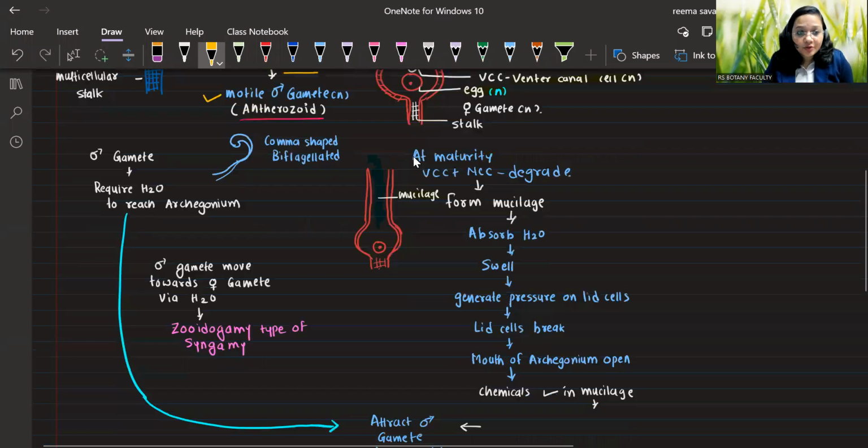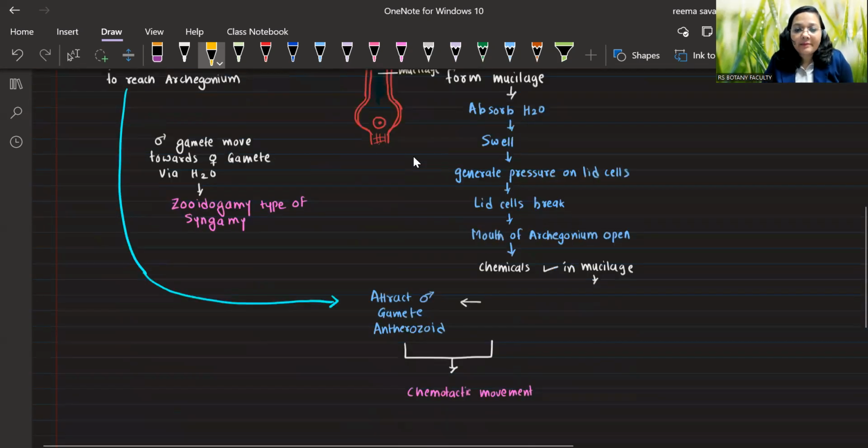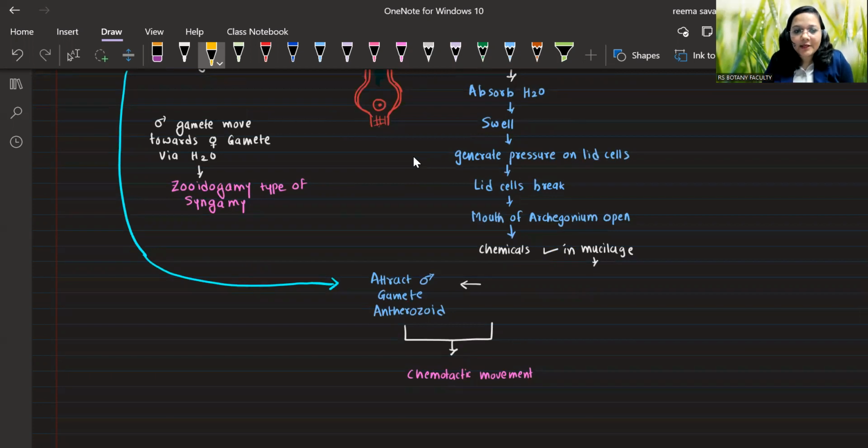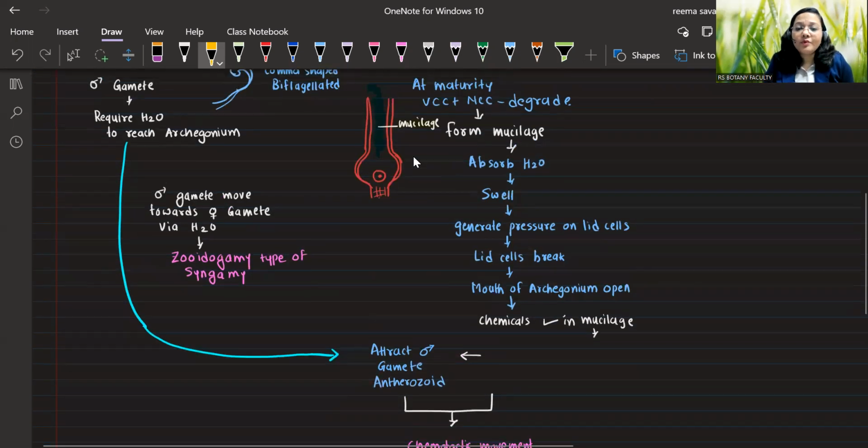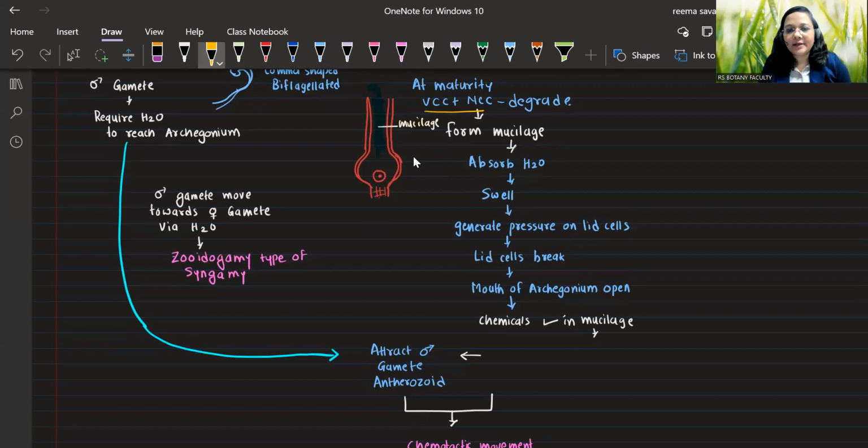Now, the male gamete requires water to reach the archegonium, so it will move towards the female gamete via water. This type of syngamy is known as zoidiogamy. Now how will it move towards the archegonium? In water there are so many structures, so what directs the antherozoid towards the archegonium? When the archegonium matures, its VCC and NCC, the venter canal cell and neck canal cell, degrade and form mucilage. This mucilage absorbs water and swells, generating pressure on which cells? The lid cells. The lid cells break and the mouth of the archegonium opens.